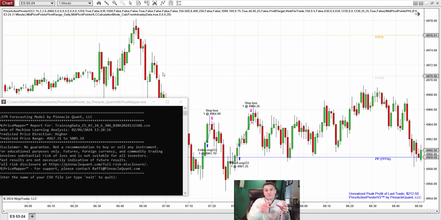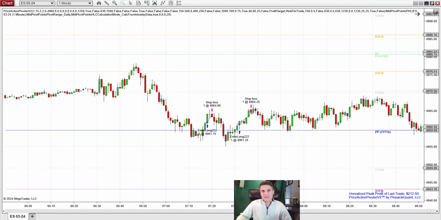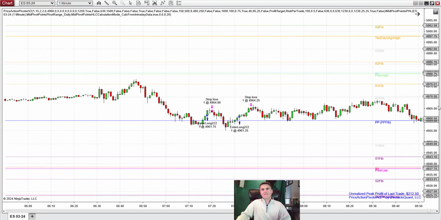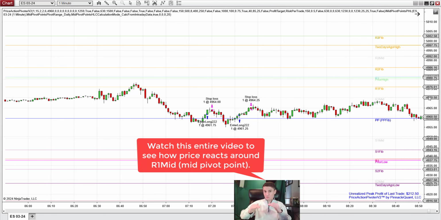What you see on my screen is essentially MLPriceMapper here. This is a chart with the Price Action Pivoter V2 strategy on it. Also, you'll see the Mid Pivots PHL indicator, which comes with the suite of tools that comes with Price Action Pivoter V2. You'll see essentially every support and resistance line that anybody is watching. So you've got traditional pivots, Fibonacci pivots, and mid pivots, which is very important. A lot of people don't realize that.